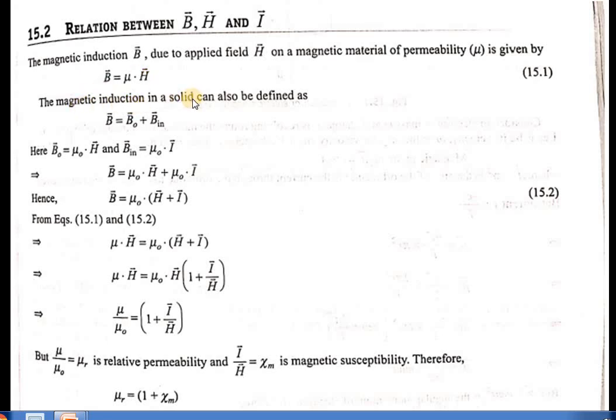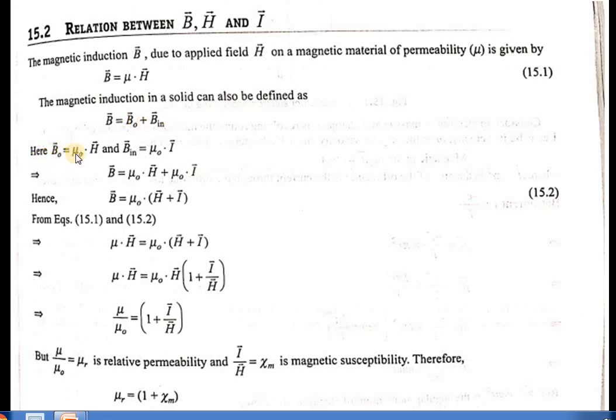The magnetic induction in a solid can also be defined as the sum of B0, the external magnetic induction, and B in, the internal magnetic induction. So B = B0 + B in. The external field gives rise to internal fields which make the material magnetize. So the total magnetic flux density is the sum of the external flux plus the internal flux.